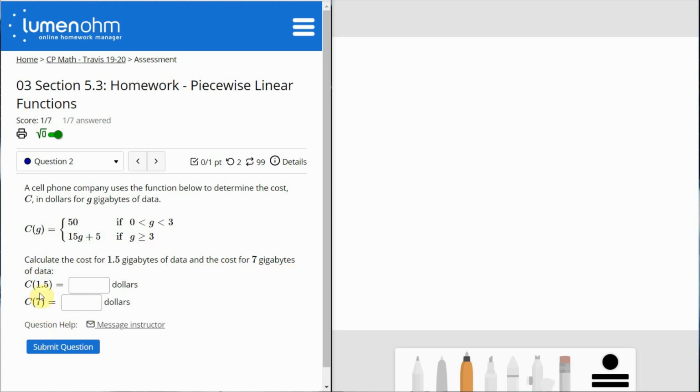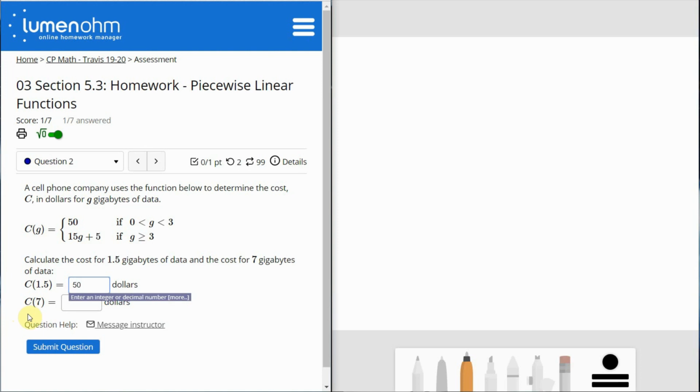To find C of 1.5, I'll use the G value of 1.5. Since 1.5 is between 0 and 3, I'll use the top expression. Since there is no G value in this expression, the function will just be 50.